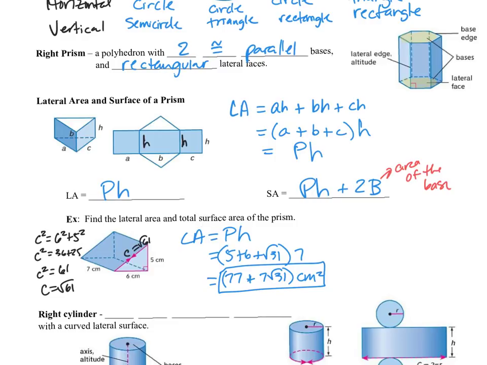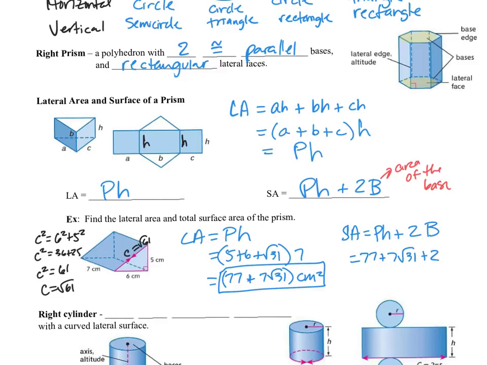To find the total surface area, I need to take the lateral area, capital P times H, plus 2 times the area of the bases. Well, we've already done this P H. We don't need to do that work again. So I'm going to rewrite 77 plus 7 times the square root of 31 plus 2 times, now I need to find the area of the base.